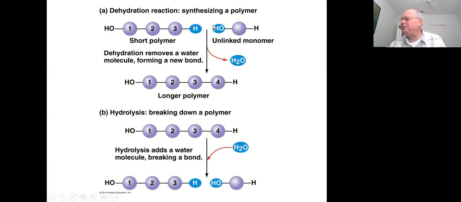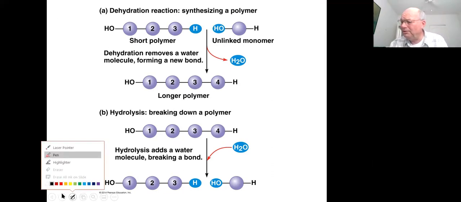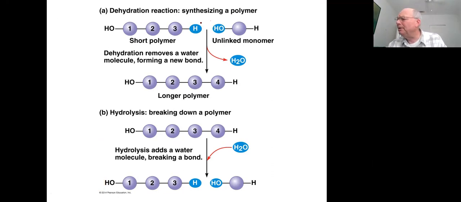So we take these two, I think I'm going to change this to red. So we're going to take these two out. That becomes our water molecule. And in the process, we create a new covalent bond that links the polymers together.